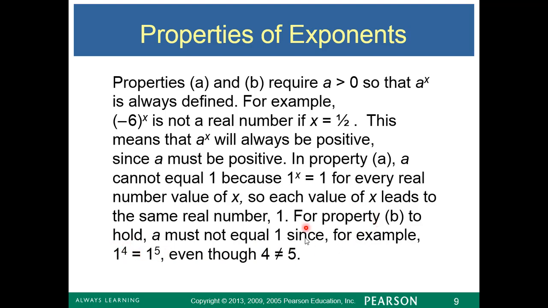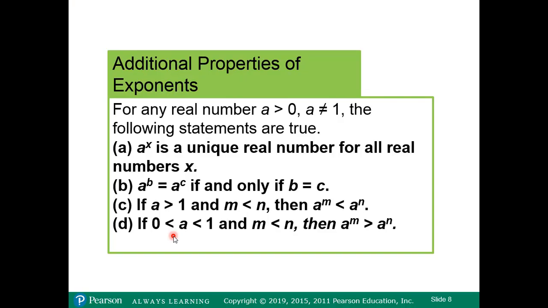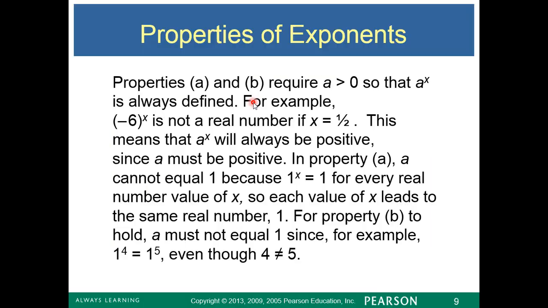So again, this only applies to values of a that are not equal to 1. Okay, so if we go back to here, for a and b, this is what we mean. So a is a unique real number, so a to the x. So obviously we don't want a to be 1 here, and we don't want a to be 1 here.